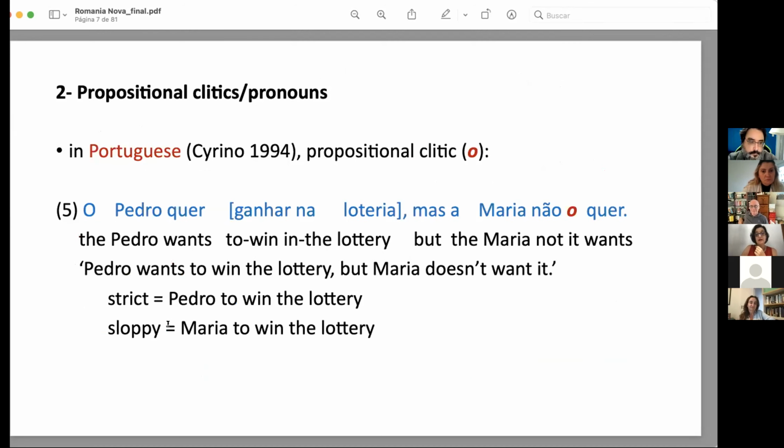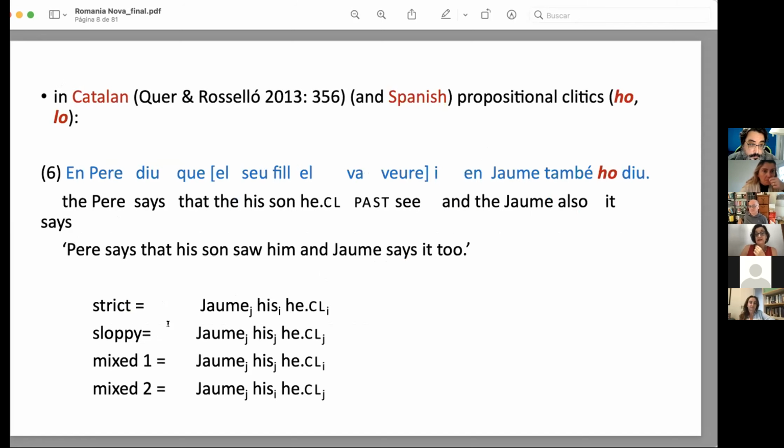And in Portuguese, we have the propositional clitic o. O Pedro quer ganhar a loteria, mas a Maria não o quer. I mean, European Portuguese, where they still have this propositional clitic. And then this clitic has both strict and sloppy readings. In Catalan, as just seen in Paco's and Samara's talk, Pere Rosselló says that they could have strict and sloppy readings, and in Spanish, propositional clitics, o and lo, could also have strict and sloppy readings, as we see in an example here with o.